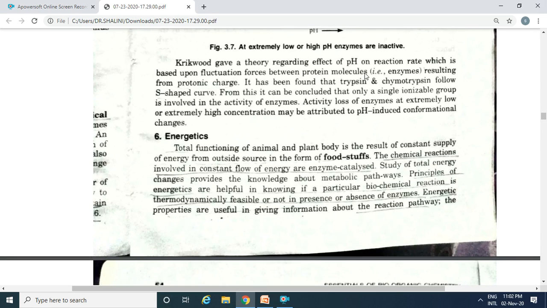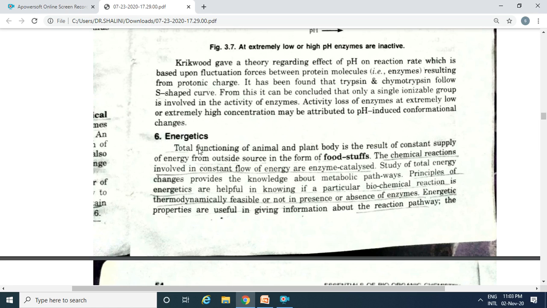Crickwood gave a theory regarding the effect of pH on reaction rate, which is based upon the fluctuation forces between the protein molecules, that is the enzymes, resulting from the protonic charge. It has been found that trypsin and chymotrypsin follow it, that only a single ionizable group is involved in the activity of enzymes. Activity loss of enzymes at extremely low or extremely high pH may be due to pH induced conformational changes.